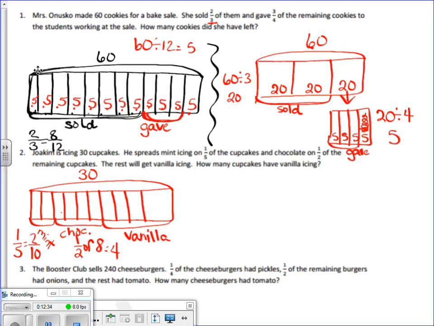But we still need to get the number of cupcakes. So we have 30, and we have 10 spaces. So each unit is 3. Oh, I can see it now. How many cupcakes are vanilla? 12.